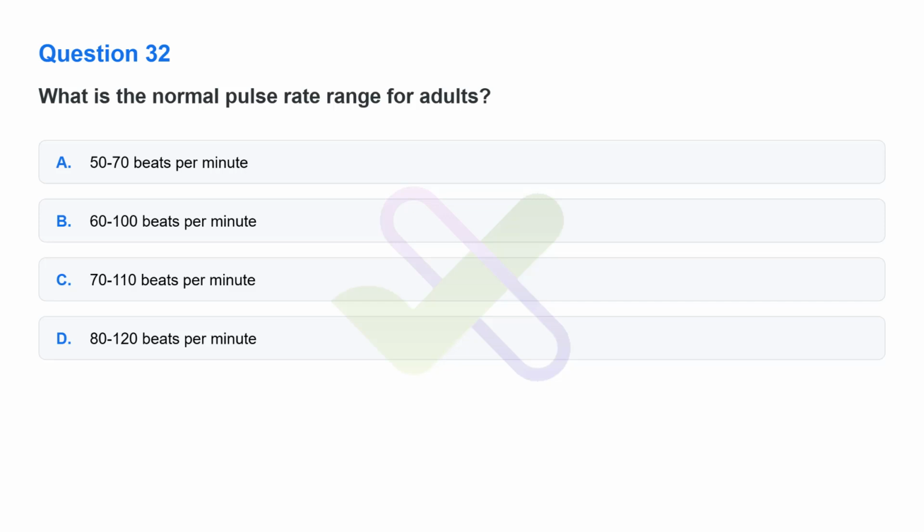A. 50 to 70 beats per minute. B. 60 to 100 beats per minute. C. 70 to 110 beats per minute. D. 80 to 120 beats per minute.